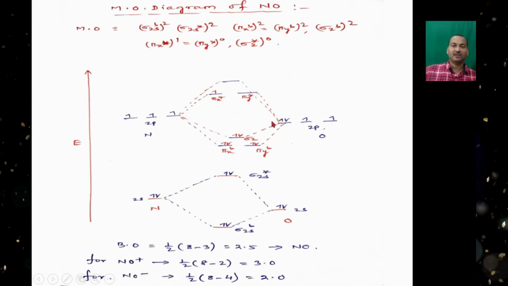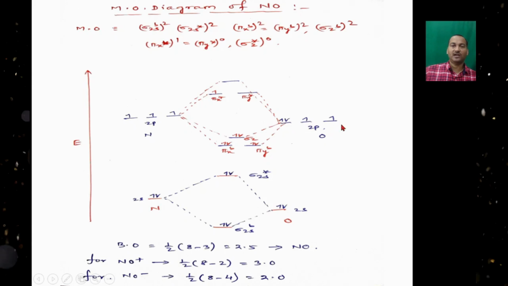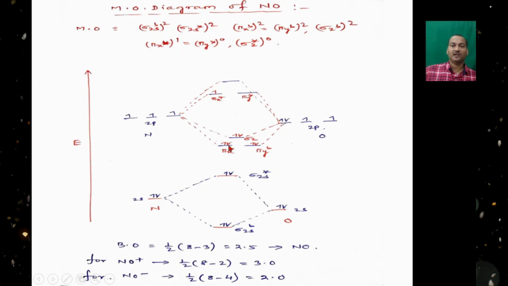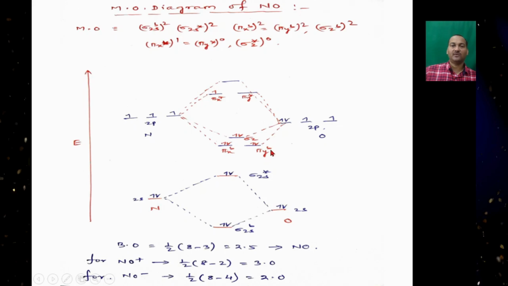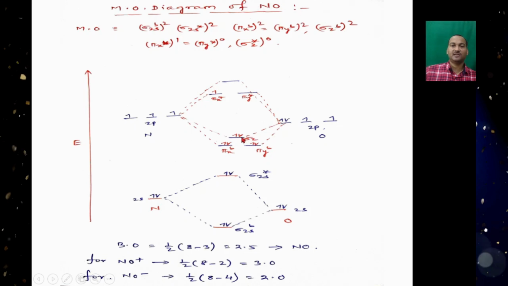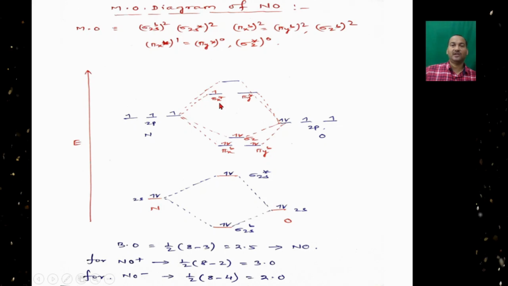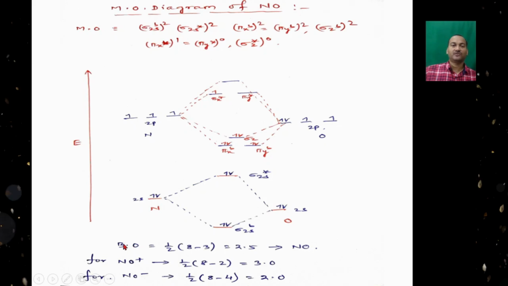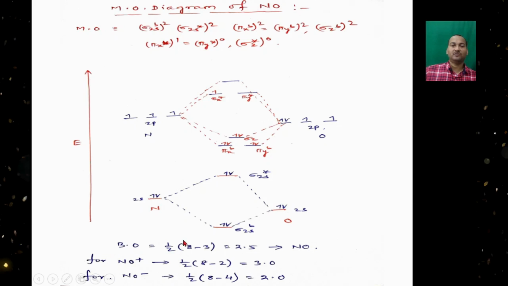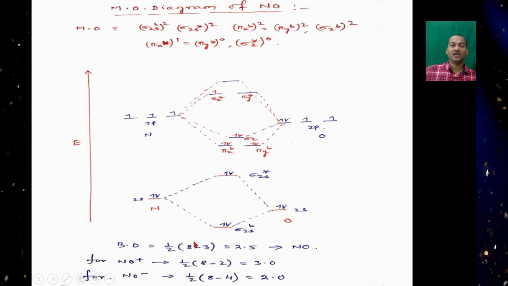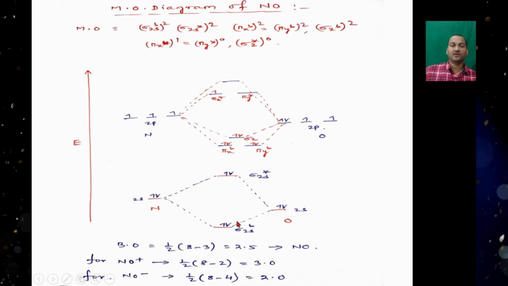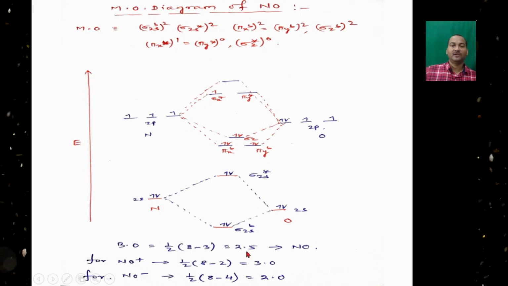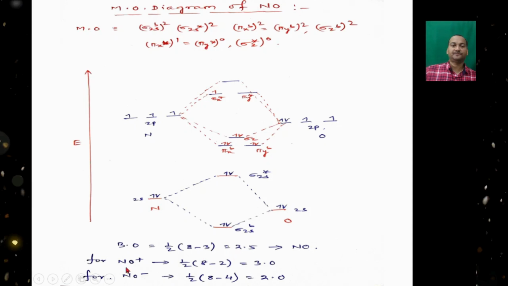Similarly, nitrogen has 3 electrons and the oxygen 2p orbital has 4 electrons, so these 7 electrons will be distributed as follows. Pi x bonding will have 2 electrons, pi y bonding has 2 electrons, and sigma z has 2 electrons, and the only remaining 1 electron goes to pi x antibonding. If you calculate the bond order, 1 by 2 whole into the number of electrons in bonding MO minus the number of electrons in antibonding, bonding is 2 plus 6, 8, and antibonding is 2 plus 1, 3. So your bond order is 2.5.